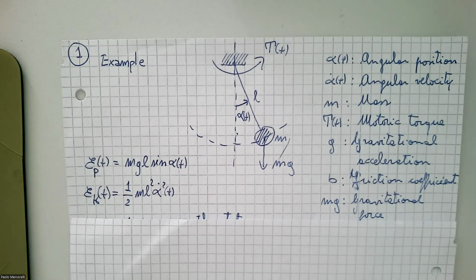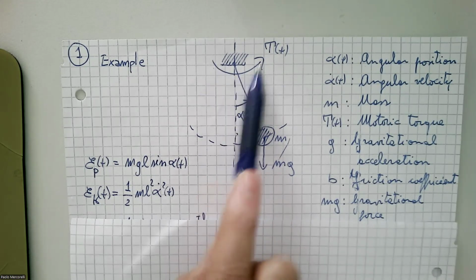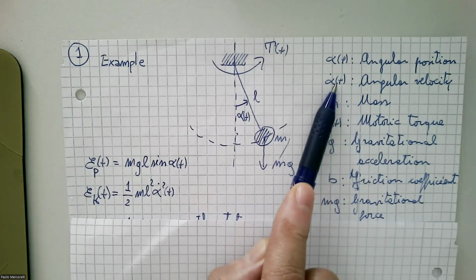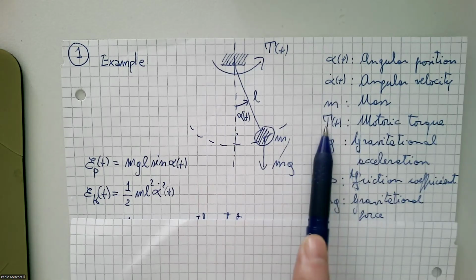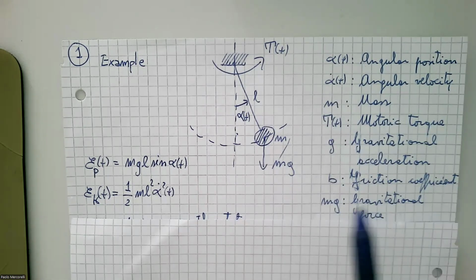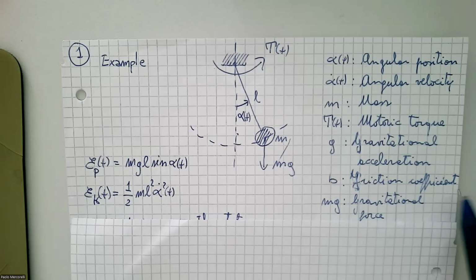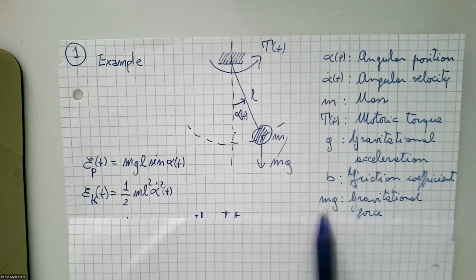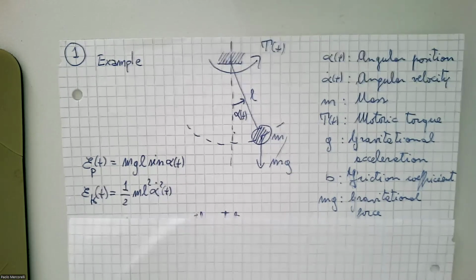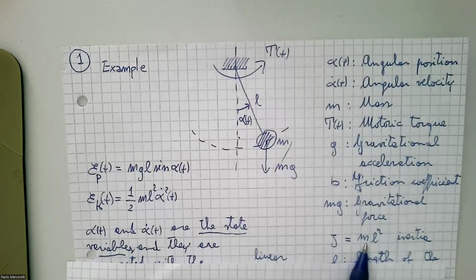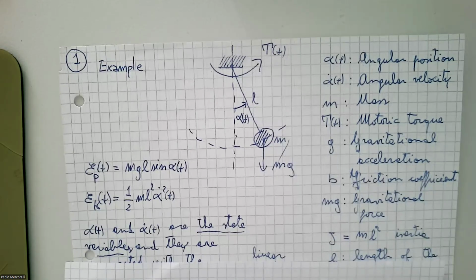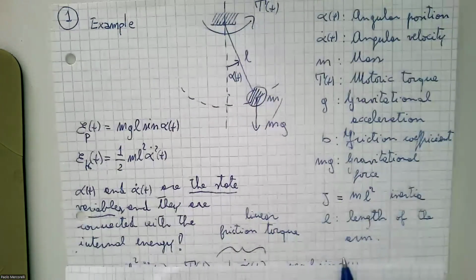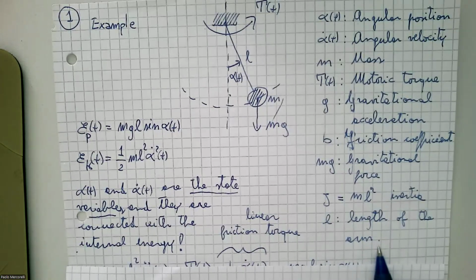As before, we have the position of the masses. Anticlockwise is the positive direction. Then we have alpha dot as angular velocity, m is the mass, about t I already told you, g is the gravitational acceleration, b again is the frictional coefficient, which at this moment we are considering everything in terms of linear friction forces. We will see in the model. M multiplied by g is the gravitational force. J is m multiplied by L squared, the inertia. Then we have the length of the arm.